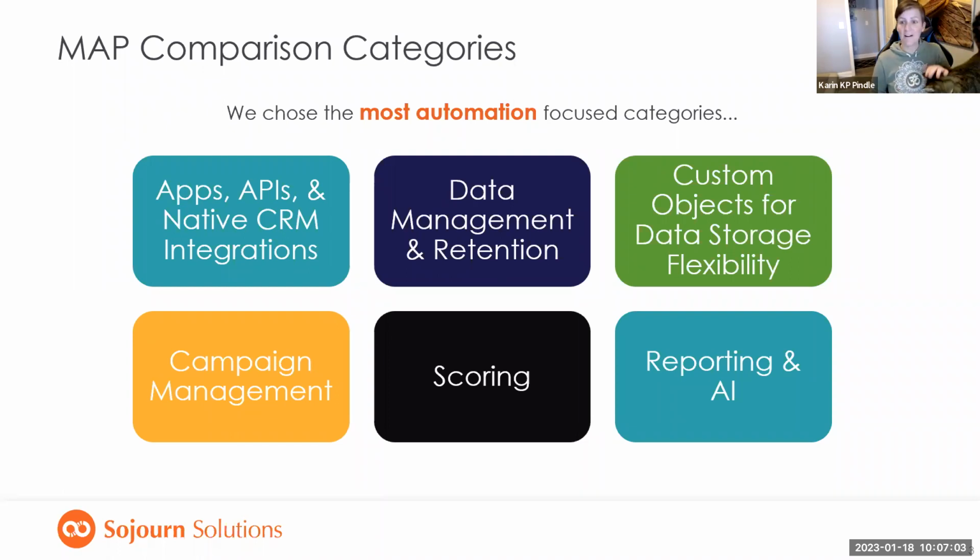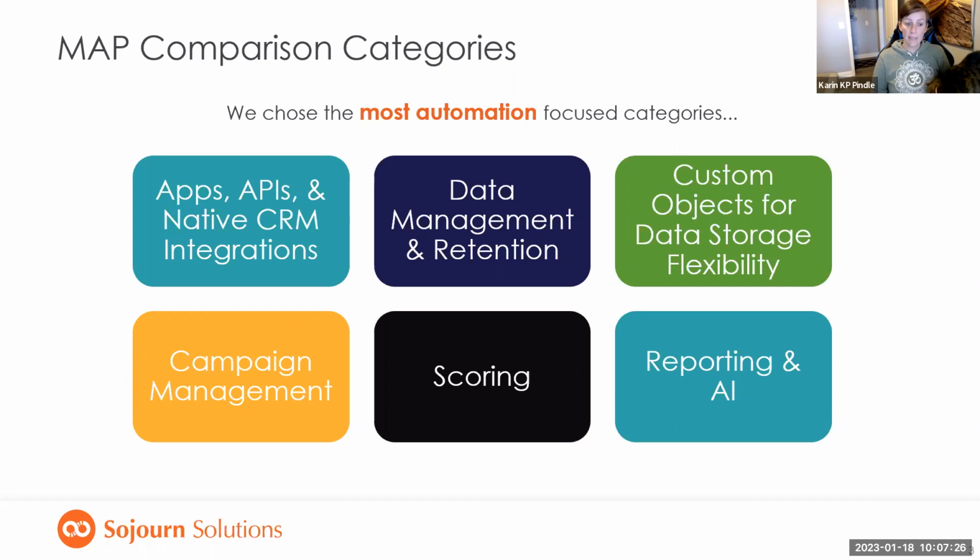Hello, Carol. And then custom objects are in all four of the platforms. That wasn't always the case. Actually, if you look back over a decade ago, they didn't even all have custom objects. So they were added into the platforms to give more data storage capabilities, more flexibility in storing your data in the marketing automation platforms. So we'll see those side by side as well. They're very different there, I will say.